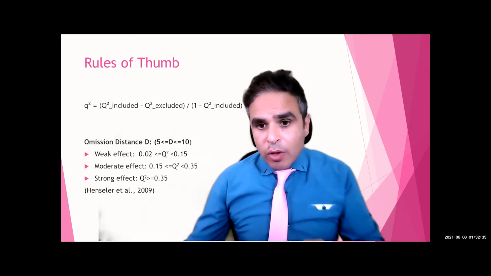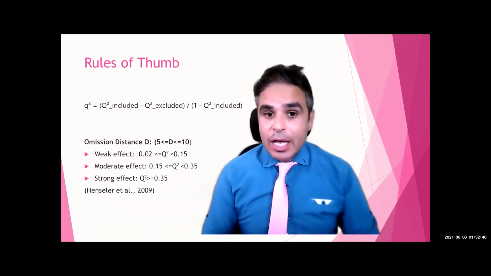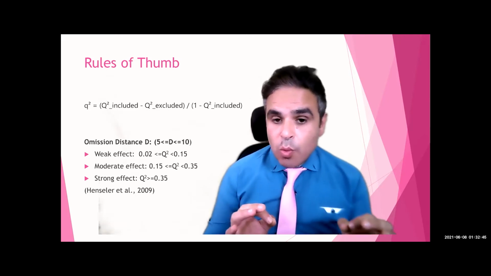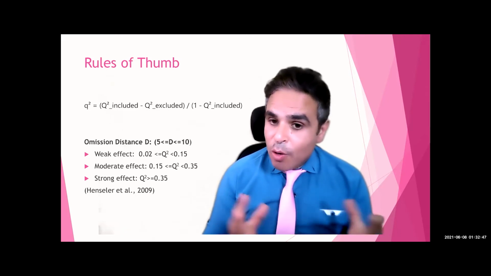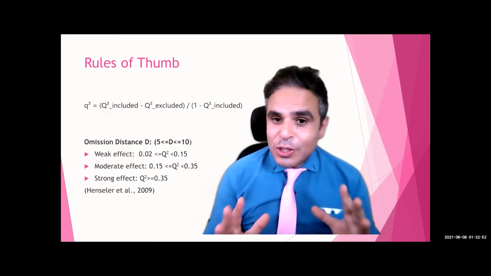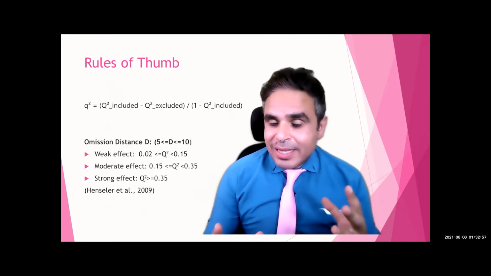All right, let's move further here. As a rule of thumb, we have a pretty similar formula. Q squared is equal to Q squared included minus Q squared excluded, divided by 1 minus Q squared included. Okay, the omission distance is usually, as a rule of thumb, between 5 and 10.